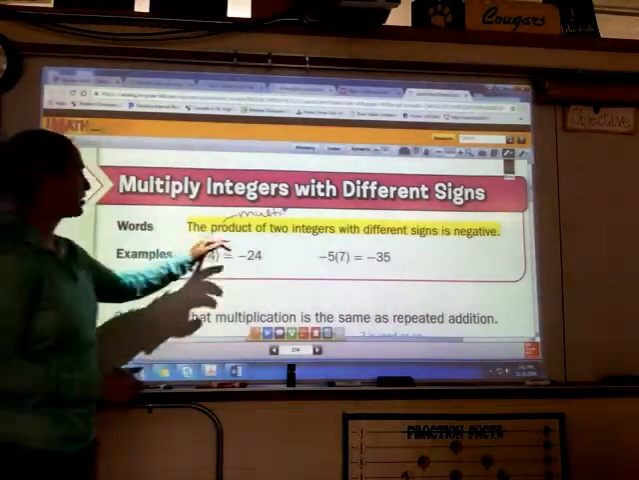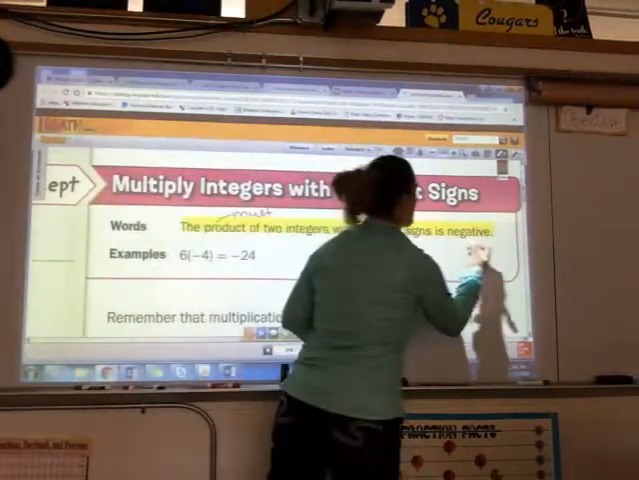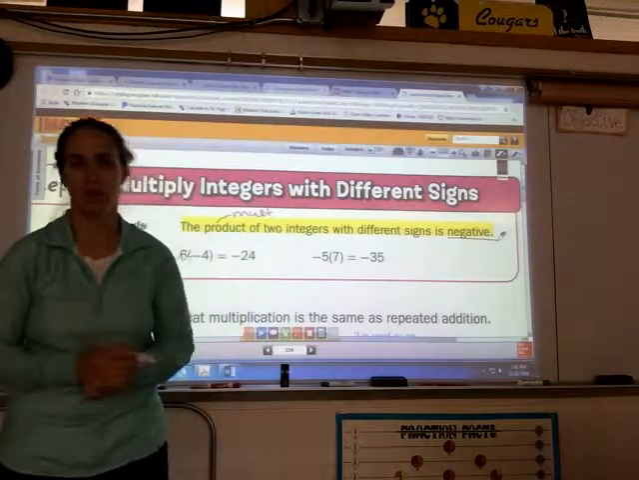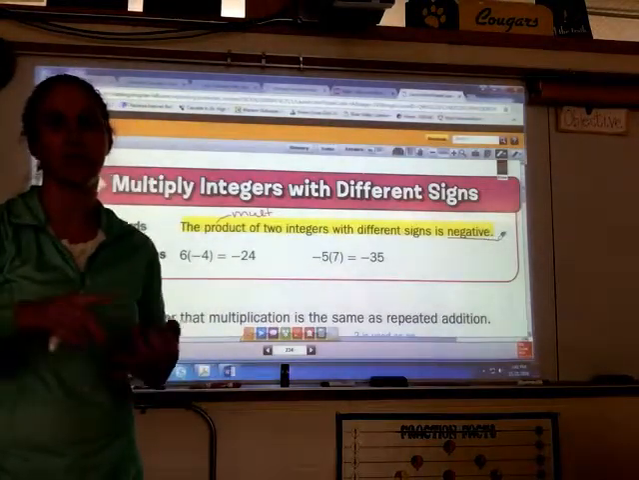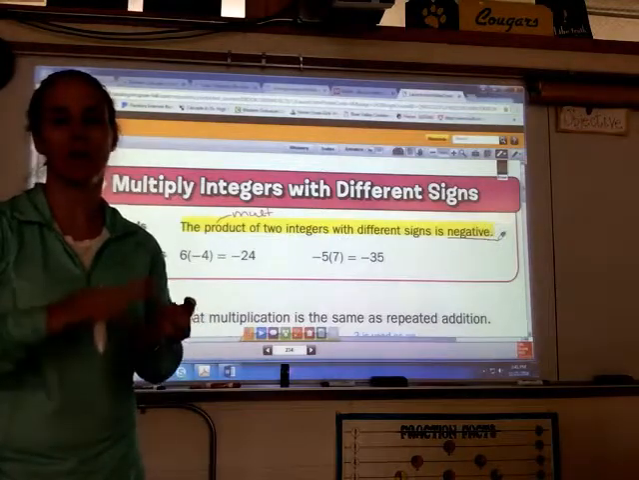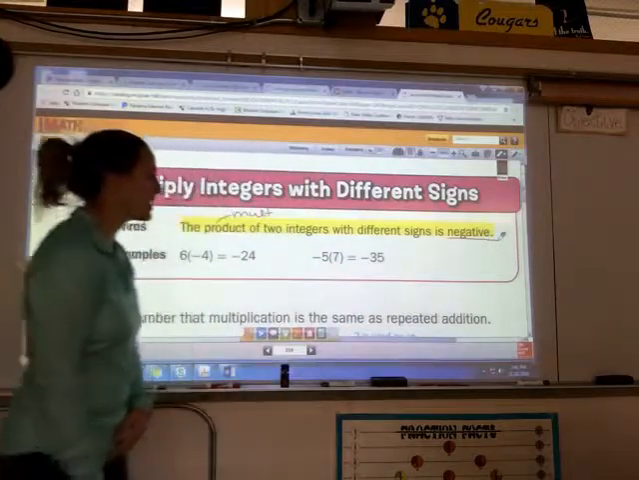Okay? So as I take a look at this, the answer to a multiplication problem of two integers with different signs is going to be a negative. What this means is we're going to be looking at situations where we have a positive number and a negative number, or a negative number and a positive number. Again, when we multiply those, our answer is always going to be a negative.